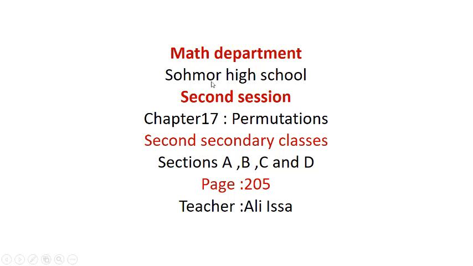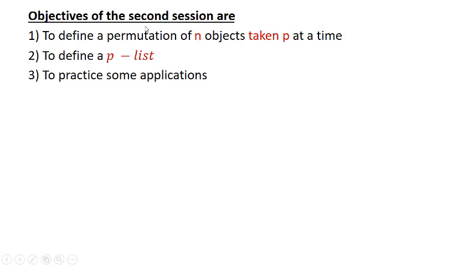This presentation is the second session of chapter 17, permutations. Objectives of the second session are: 1. To define a permutation of n objects taken p at a time. 2. To define a p-list. 3. To practice some applications concerning these two objectives.